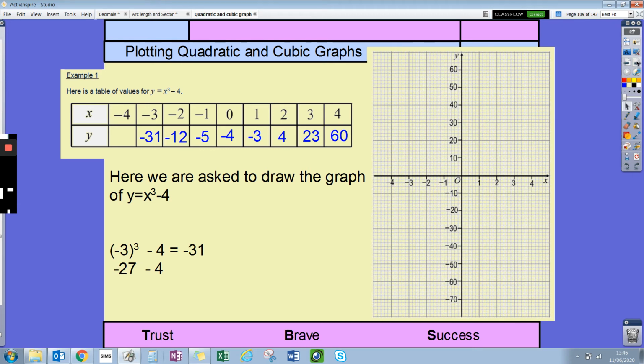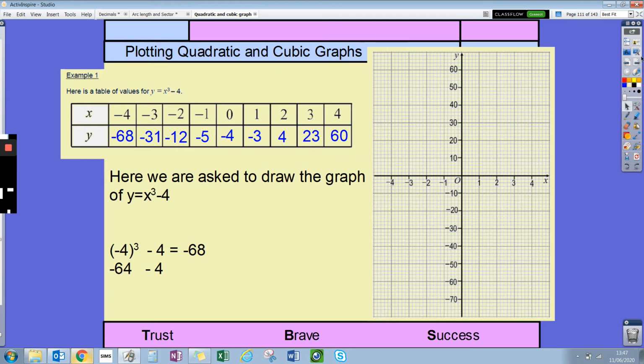And then we're going to repeat for negative 4. So remember again, negative 4 times negative 4 is positive 16, and then we're going to times that positive 16 by negative 4, so 16 times 4 is 64, and then a negative times a positive is a negative, so we've got negative 64, take away 4, so we're getting more negative. So it's negative 68.